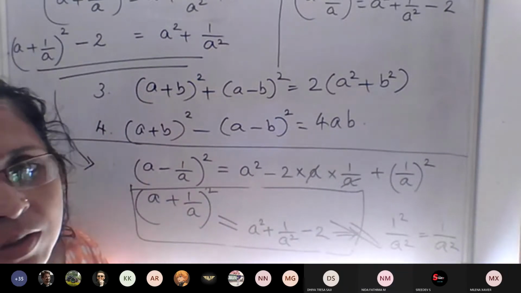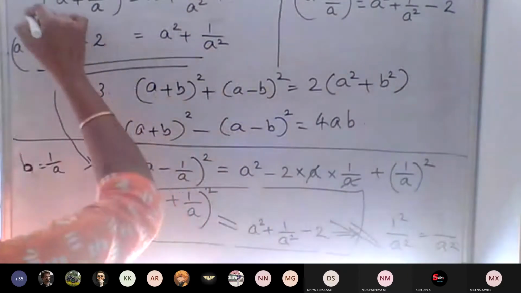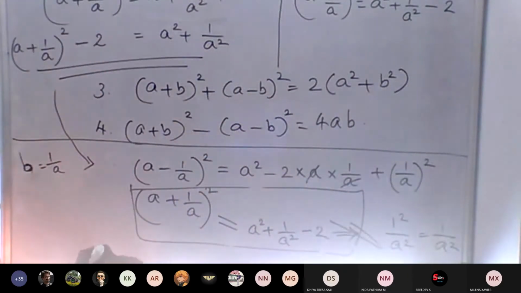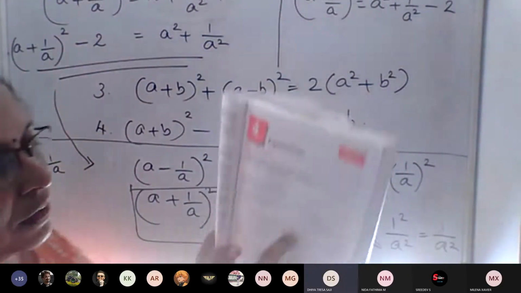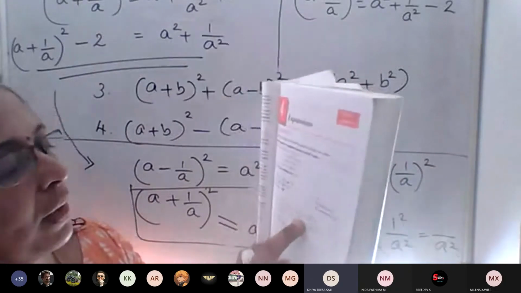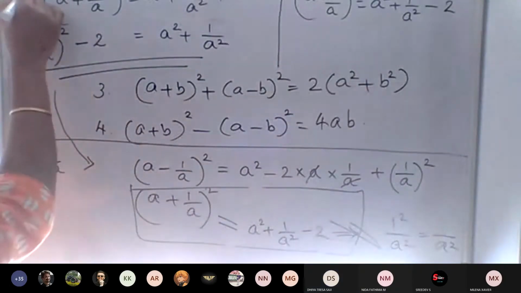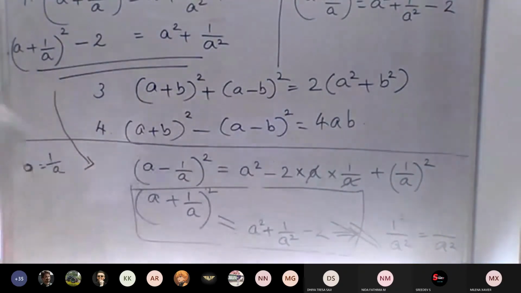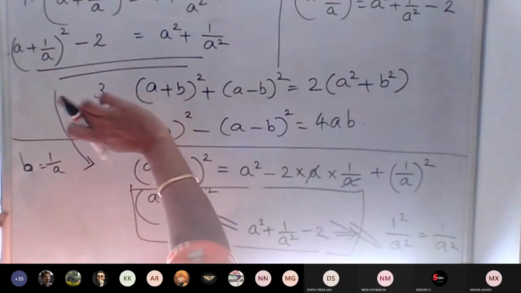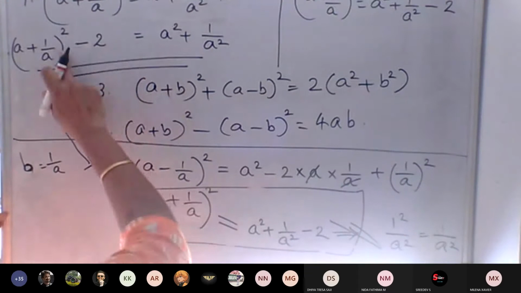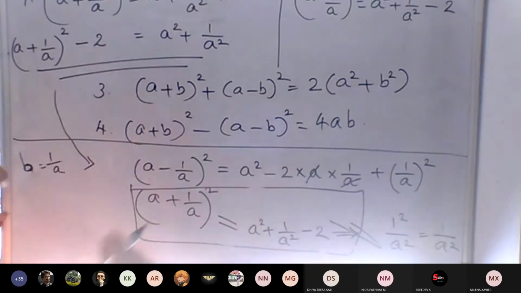Yes, ma'am. So this also you have to write. This one. That also you mark. Ma'am, ask the 7th one. As the 7th one. That is better. The 7th one you write. Otherwise it will make confusion. Writing the same way will make confusion. Better: A plus 1 by A whole square is equal to A square plus 1 by A square, and A square plus 1 by A square is equal to A plus 1 by A whole square minus 2.